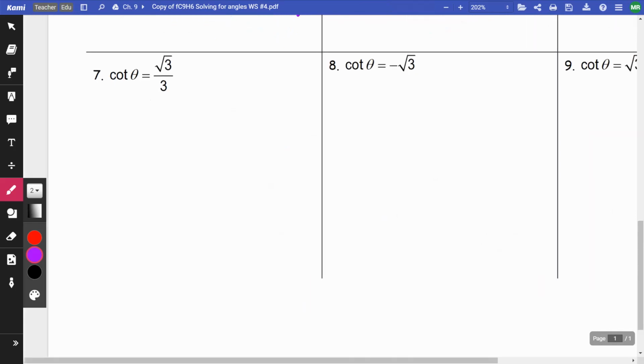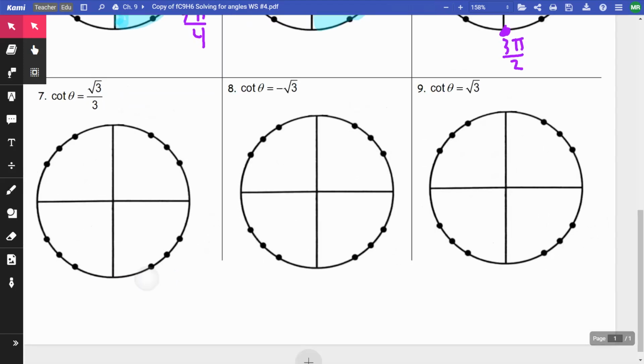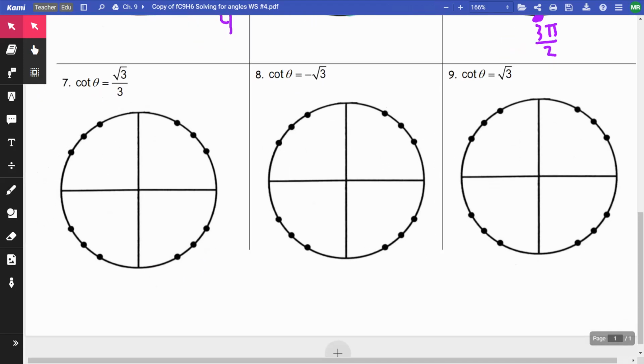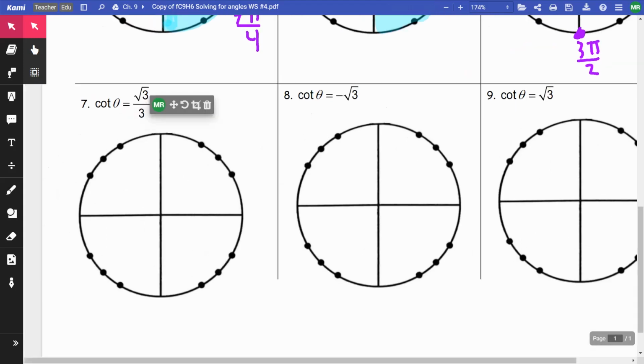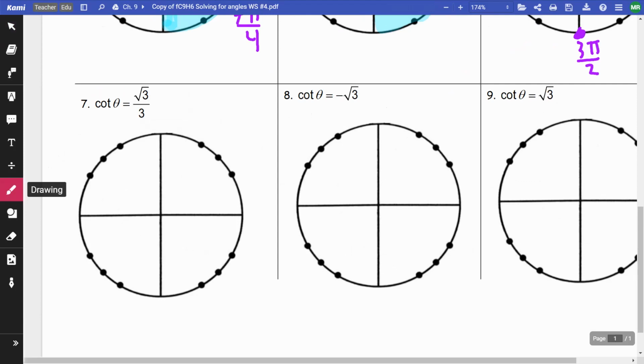For my cotangent, I guess I left these off. I'll just add those on real quick. So on these ones, I added circles on. I guess for some reason, those ones got deleted at the bottom. So if you want your cotangent, remember your cotangent is the reciprocal of your tangent.